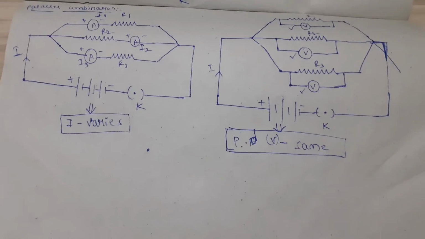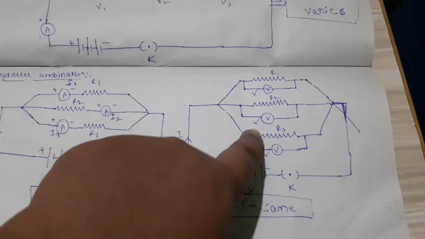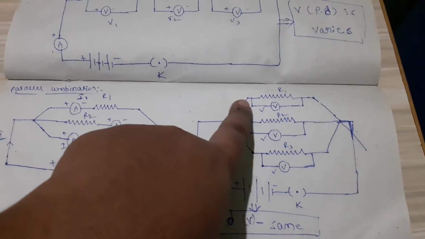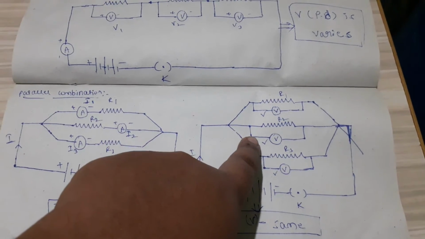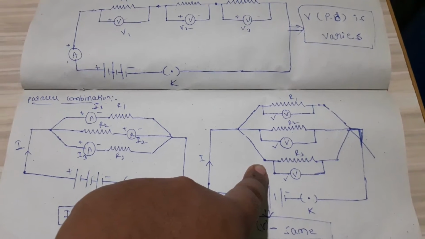So what about the potential difference? You have observed the three resistors. I am going to connect the resistors to a potentiometer. The potentiometer will show that the potential difference value is the same.